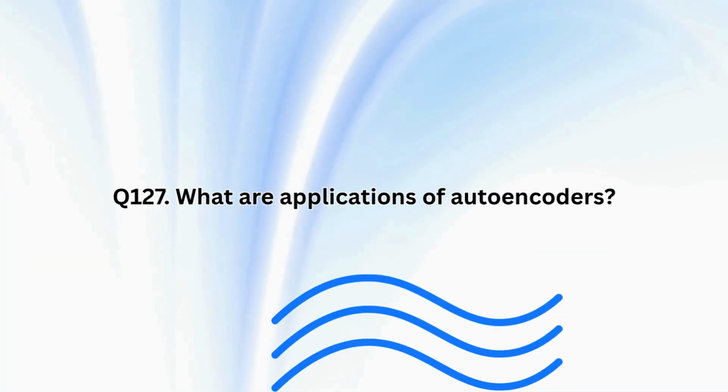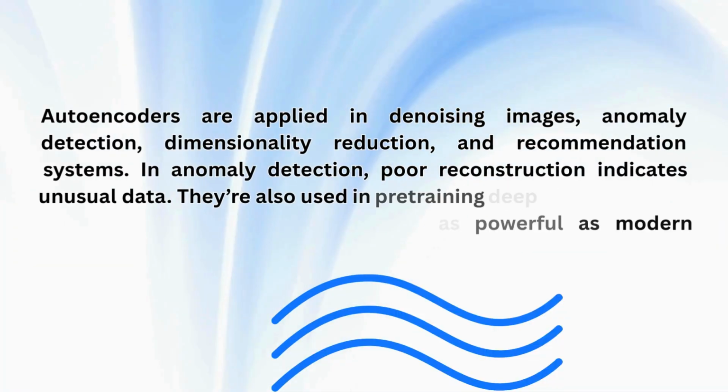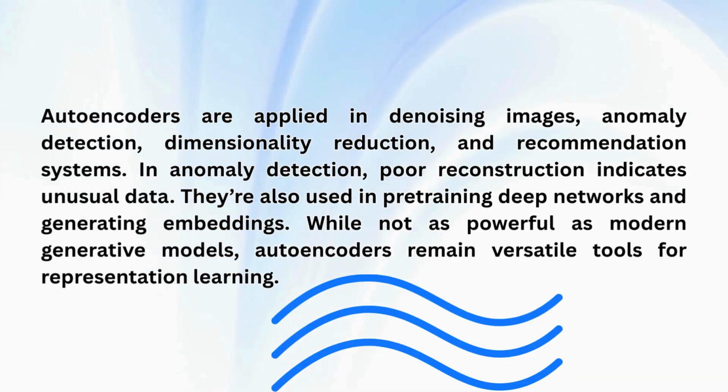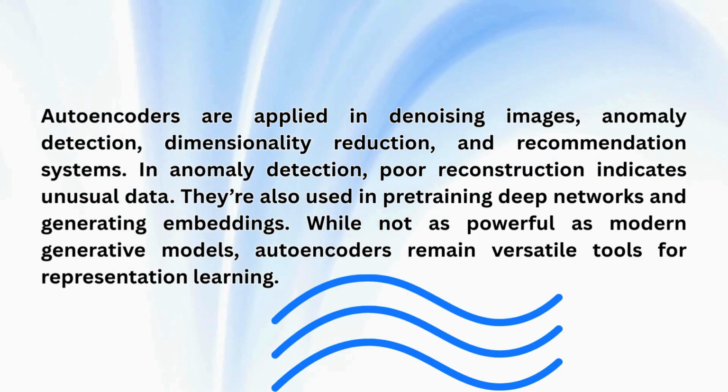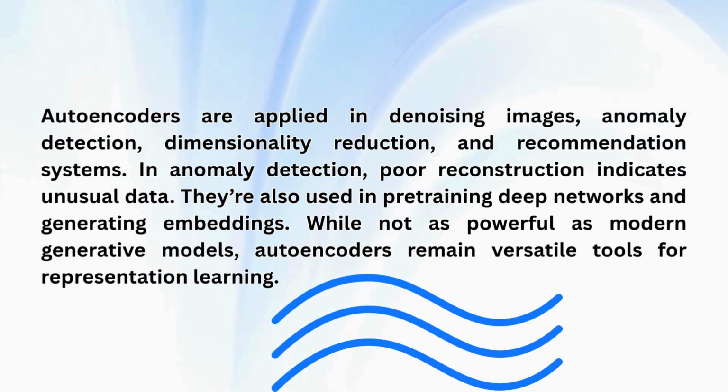What are applications of autoencoders? Autoencoders are applied in denoising images, anomaly detection, dimensionality reduction, and recommendation systems. In anomaly detection, poor reconstruction indicates unusual data. They're also used in pre-training deep networks and generating embeddings. While not as powerful as modern generative models, autoencoders remain versatile tools for representation learning.